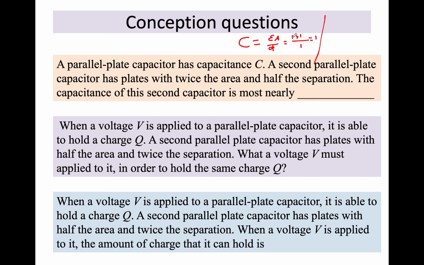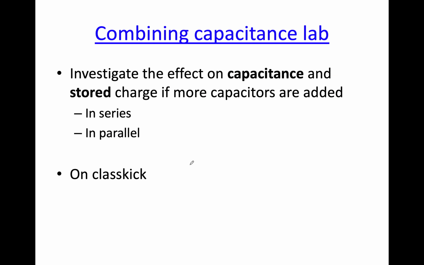Now what I can do is I can change it. I can say the second plate has twice the area, so 1 times 2, half the separation, 1 over 2. And what happens then? That's 2 divided by a half, that becomes 4C. I have increased by 4 times, or 4C. You can use that rule to help you with other questions as well.